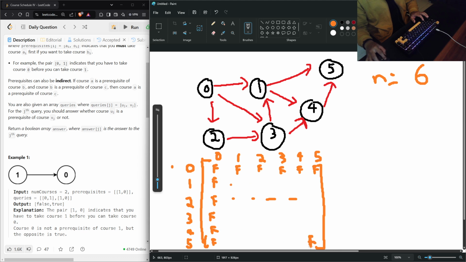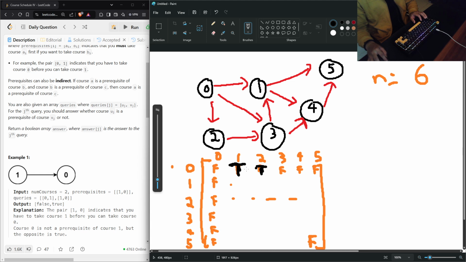Now what we're going to do is take a look at the prerequisites that they provided, and we are going to build connections. By building connections, what I mean is we're going to change these values from false to true. So if you take a look at the queries, let's go node by node. We have node 0, it has a connection to node 1, 0 to 1 there is a connection. So let's put this to true. 0 to 1 is the connection, true. From 0 to 2 we have a connection, so let's put that to true as well.